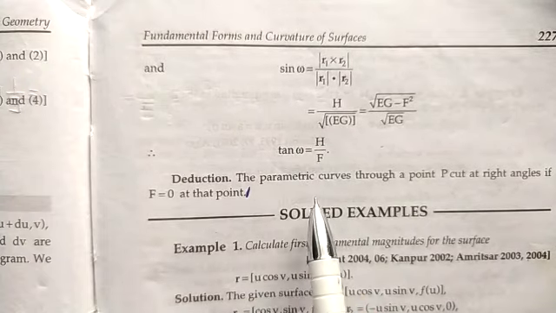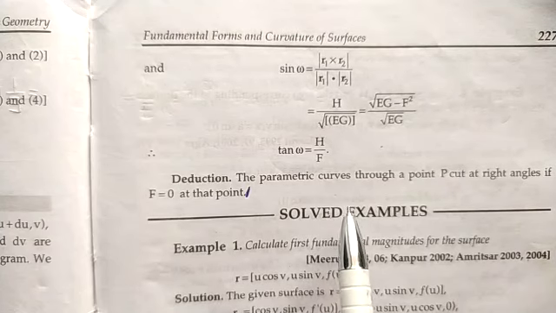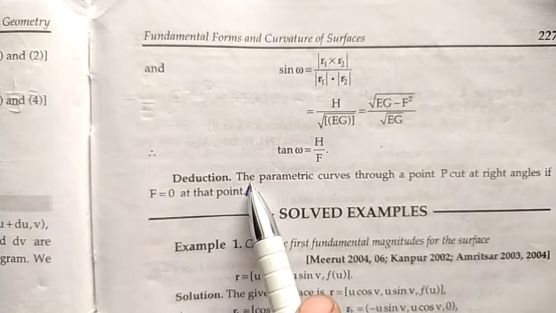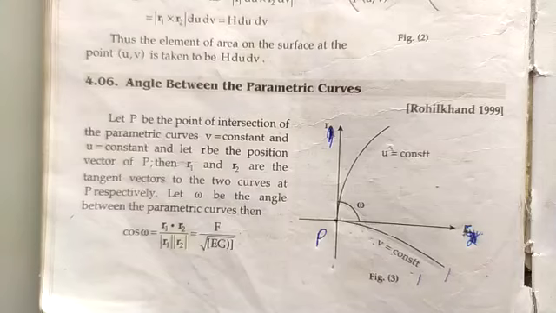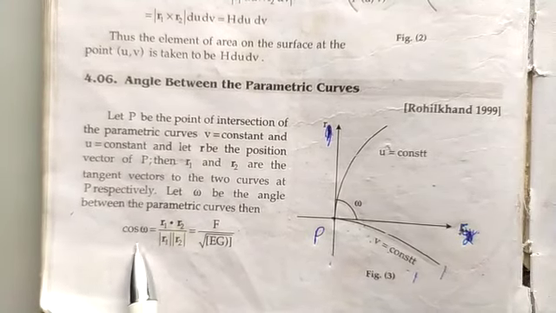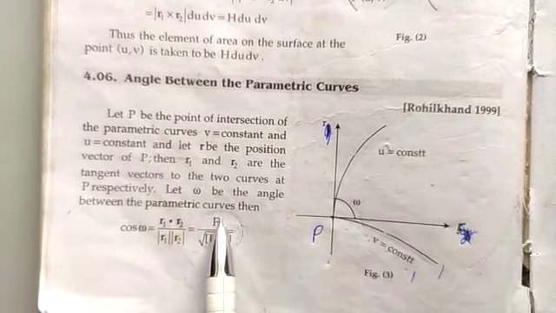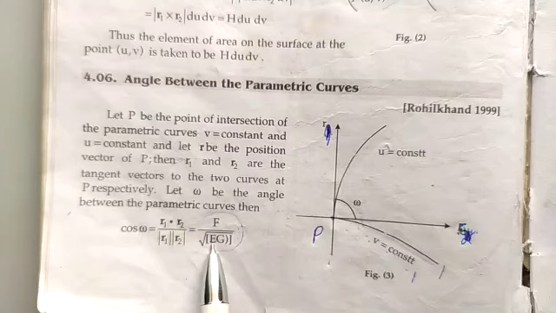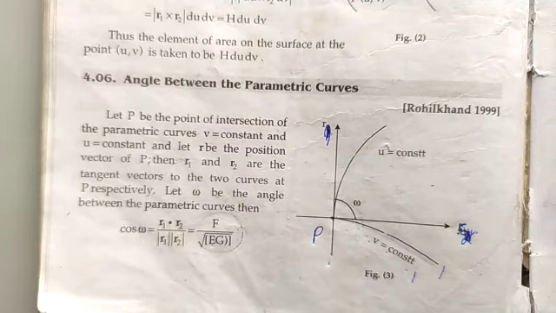In the particular case when the two parametric curves are orthogonal, meaning they cut each other at a right angle, from this equation, if omega is 90 degrees, cos 90 will be 0. So in that case this quantity will be 0, and we get F equal to 0. So these were the properties for the angle between the parametric curves.